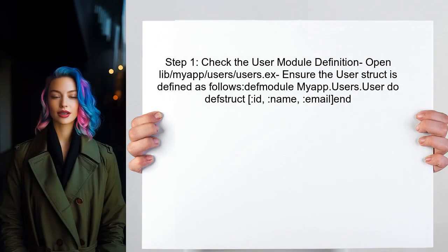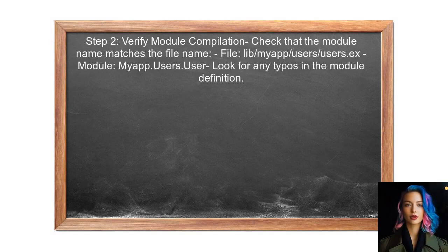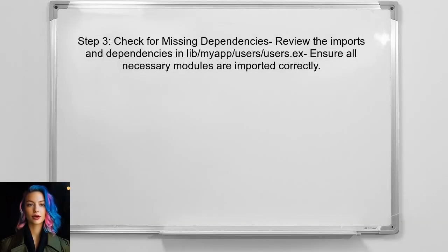To resolve the error regarding the undefined struct, the user should first check the definition of the user module in the file users.ex. It's important to ensure that the struct is defined correctly. Next, the user should verify that the module is being compiled correctly. This can be done by ensuring that the module name matches the file name and that there are no typos. After confirming the struct definition and module name, the user should check for any dependencies or imports that might be missing in the users.ex file. This can affect the compilation process.